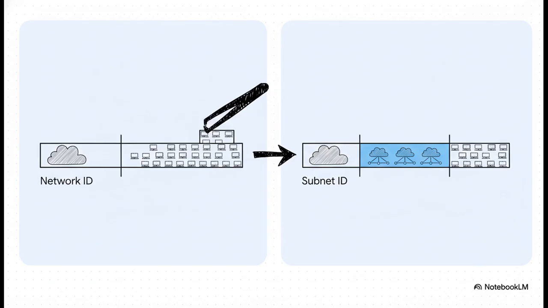And this right here, this is the simple but brilliant trick at the heart of it all. See, we're not getting a new address. We're just looking at the one we already have differently. We borrow a few of those bits that were supposed to be for individual computers, and we use them to create this brand new middle section, the subnet ID.